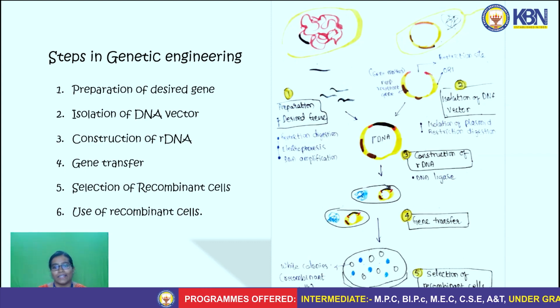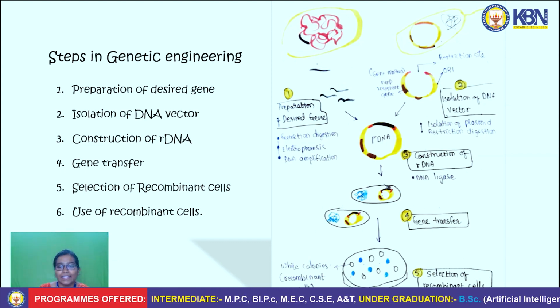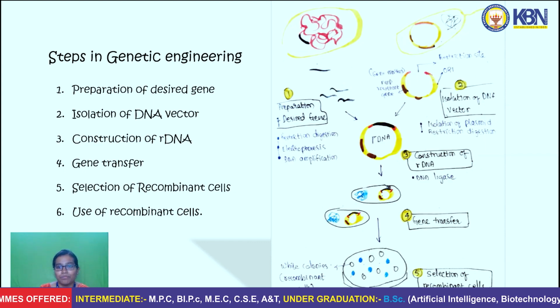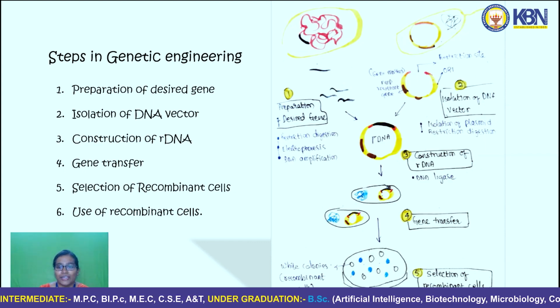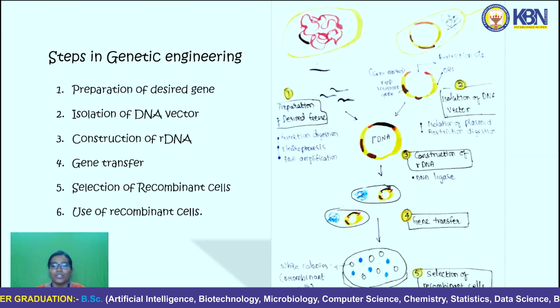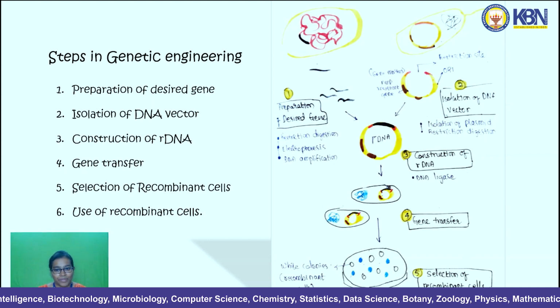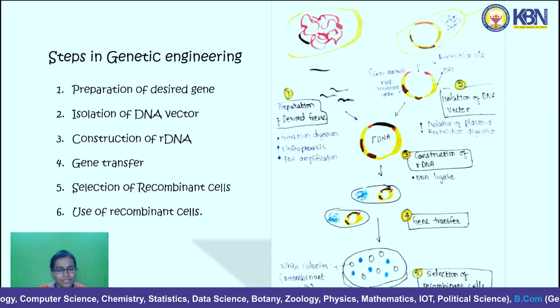What is this DNA vector? It's a circular DNA strand, a simple one with some genetic markers and a replication site, the origin of replication. Usually vectors are plasmids. They are present in bacteria. And why do we need this vector?